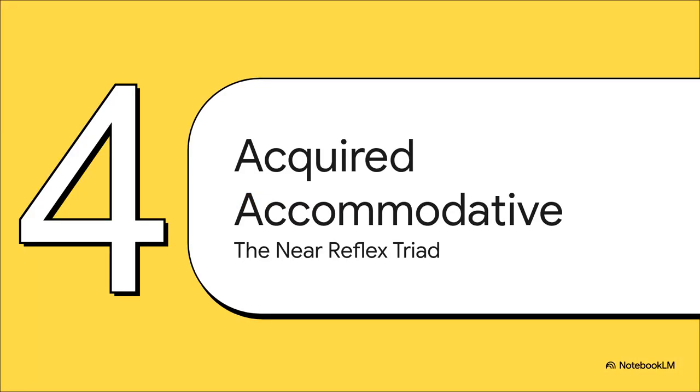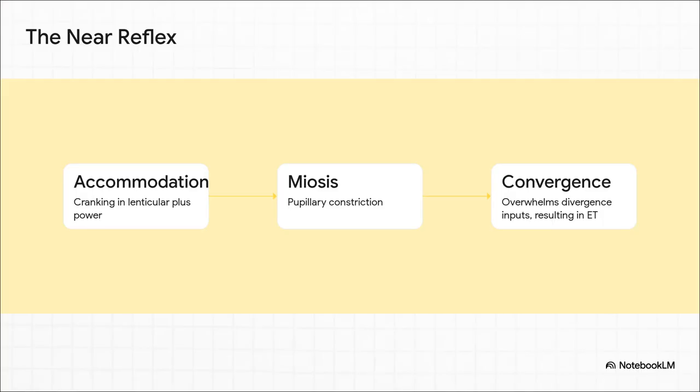Moving into Section 4, Acquired Accommodative Esotropia. So when esotropia arises suddenly in a 2 to 3-year-old child, you've officially entered the acquired branch. Your immediate clinical imperative here is to rule out accommodative drivers. To really understand this pathophysiology, you have to master the near reflex triad. When a normal child focuses on a near target, their parasympathetic system executes 3 beautifully synchronized actions.